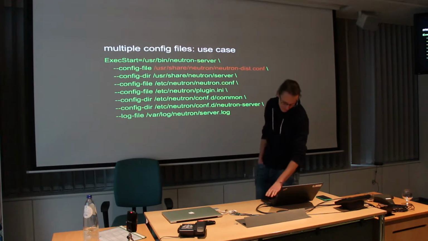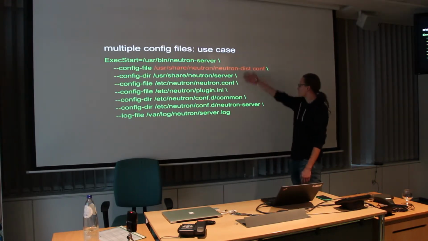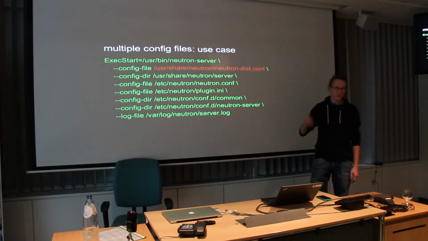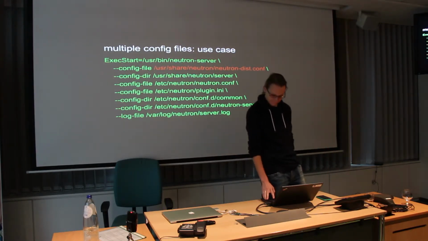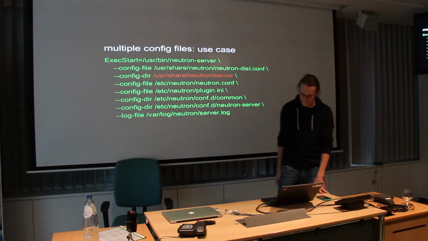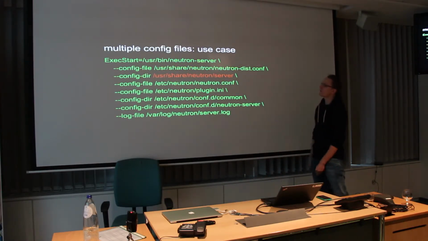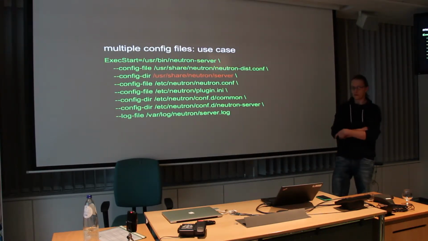So let's go one by one. The first thing is the neutron-rdo.conf. Basically, it's always there for every service. So we already talked about that. That's RDO defaults. Then we have this directory, which also contains distro-specific configurations.